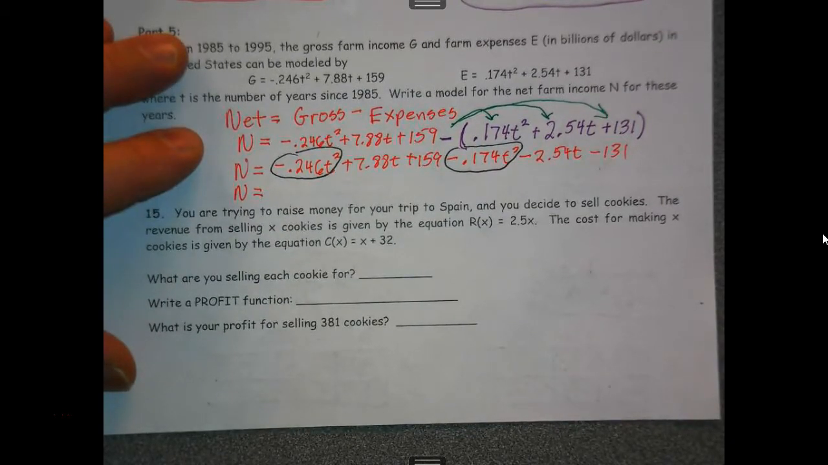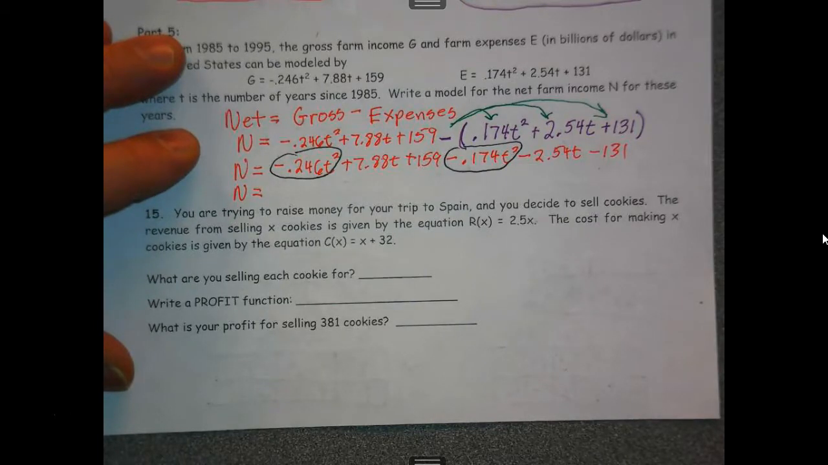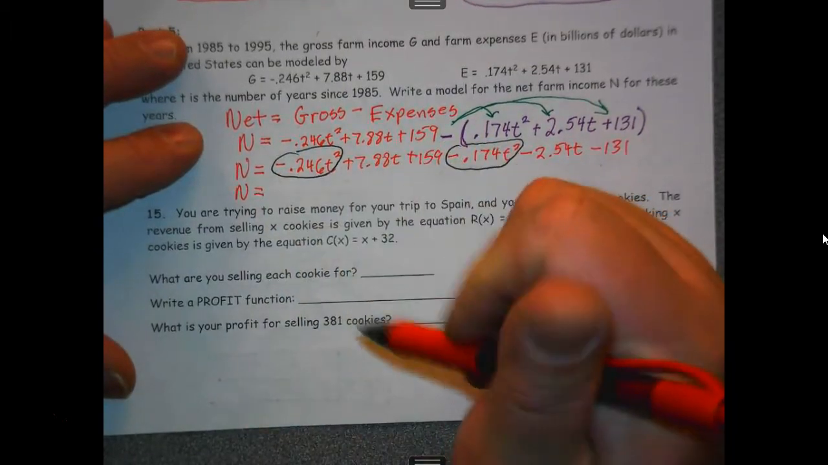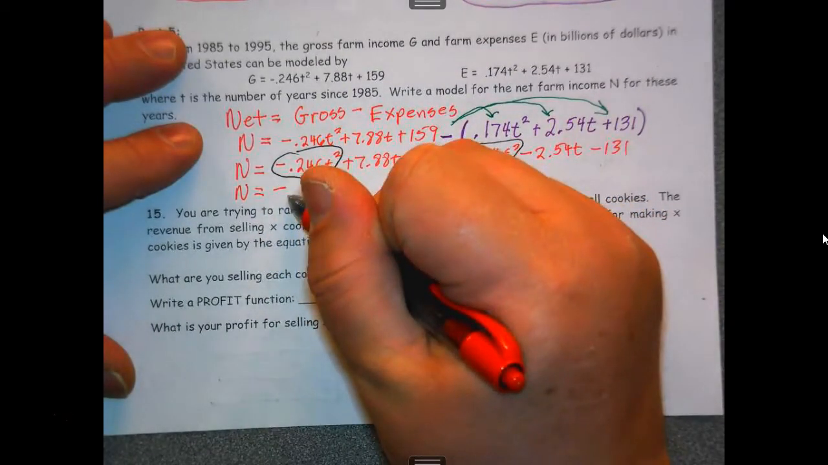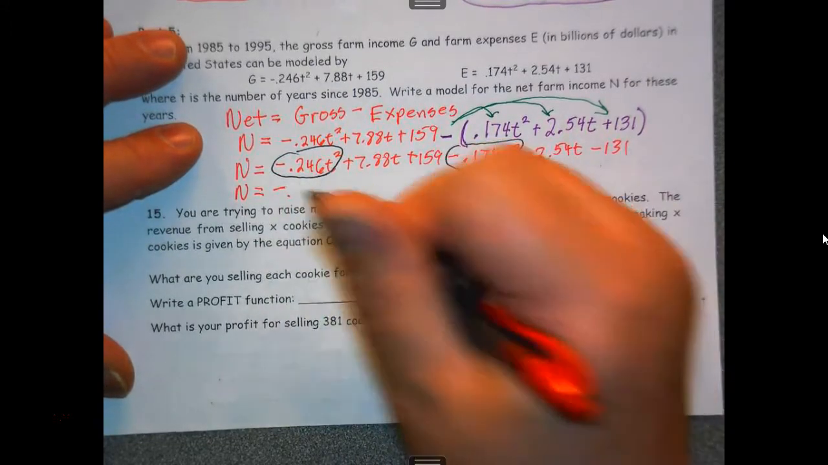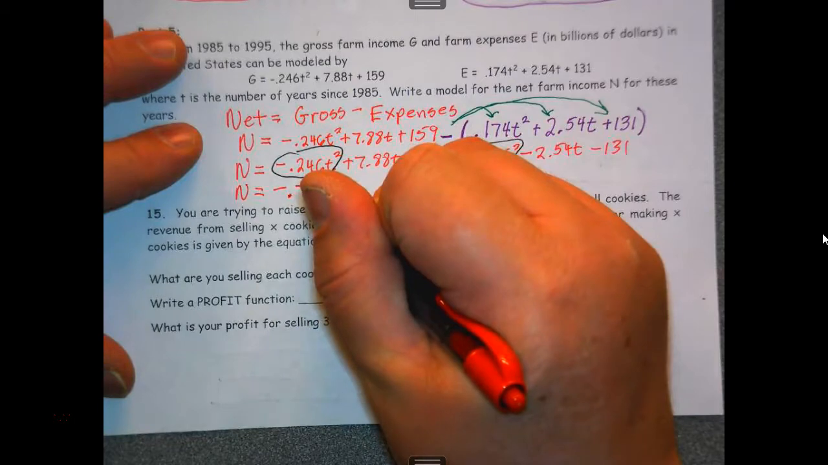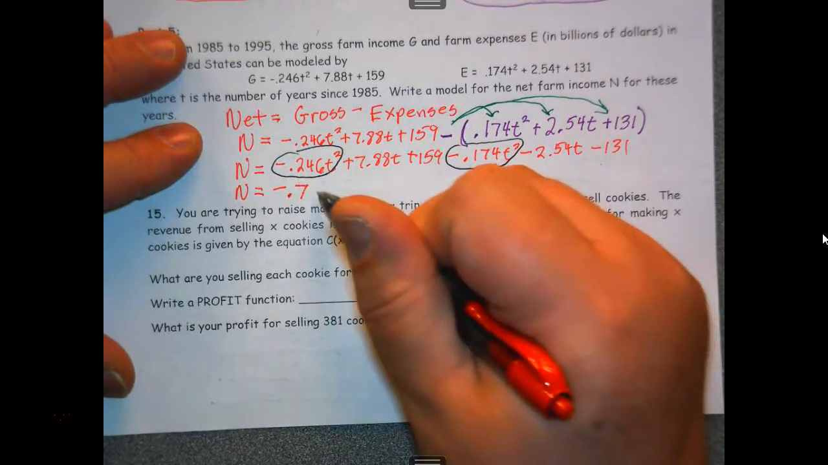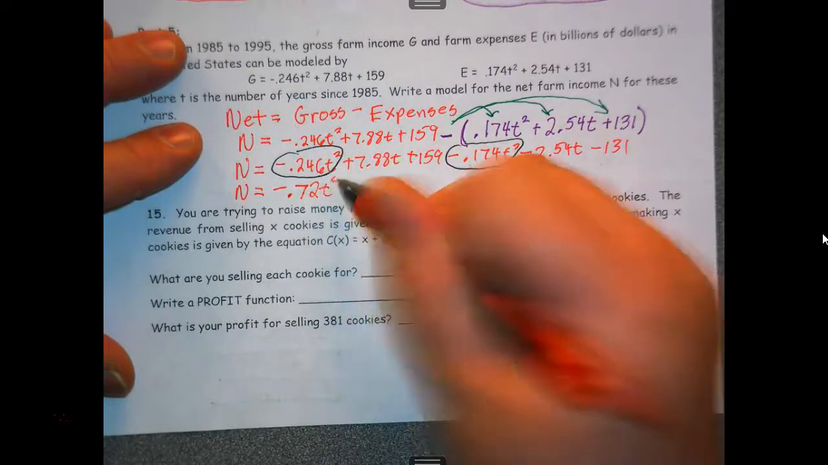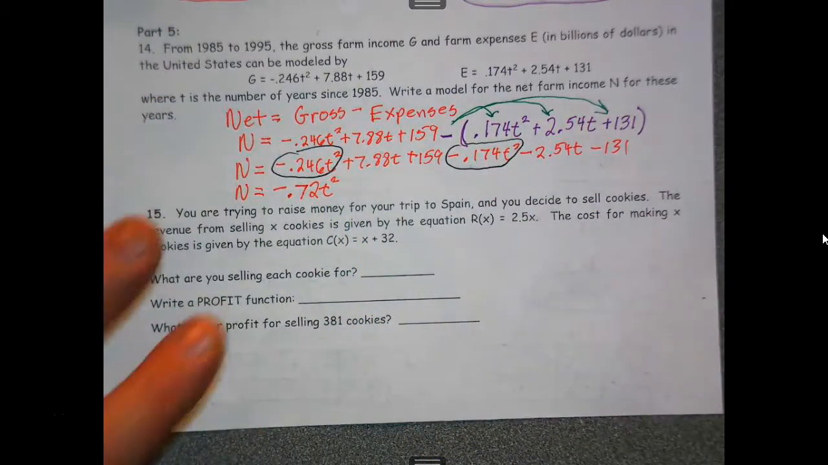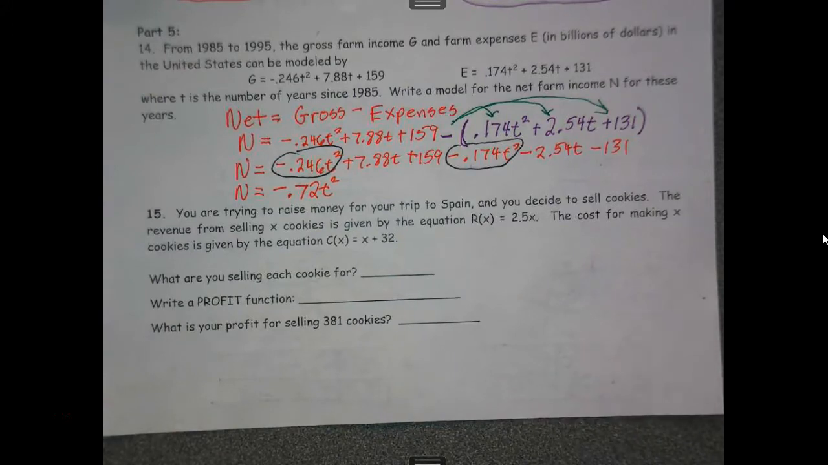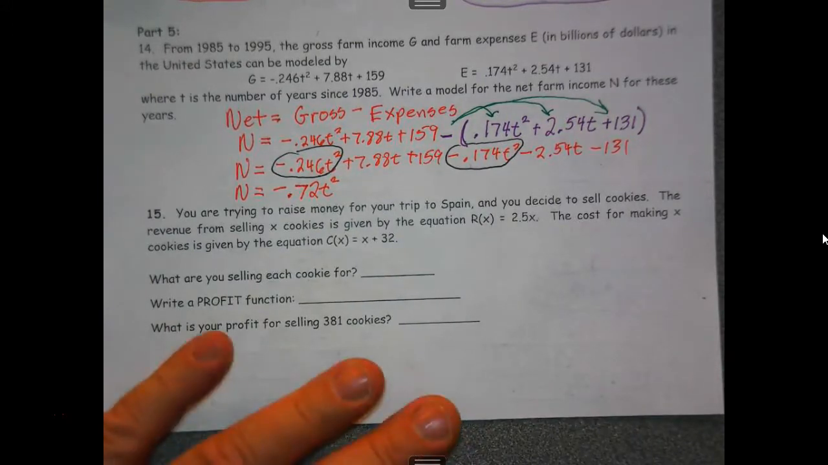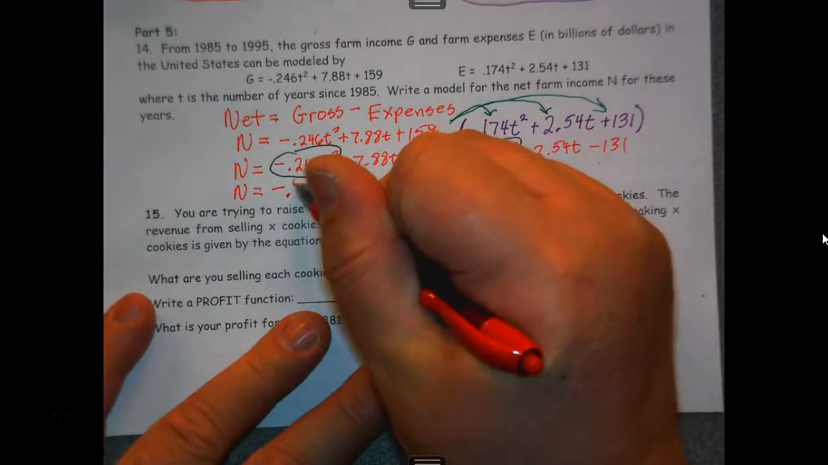Is that 4.2? 4.6? No, I think it's negative 4.2? Maybe. Negative 0.72 T squared? No, that's not right. 0.42. 0.42, right? I could easily fix this.